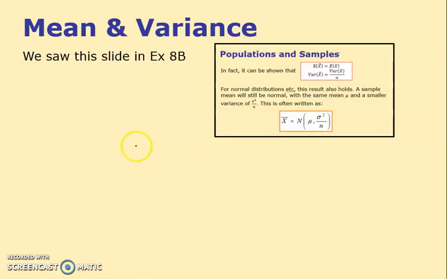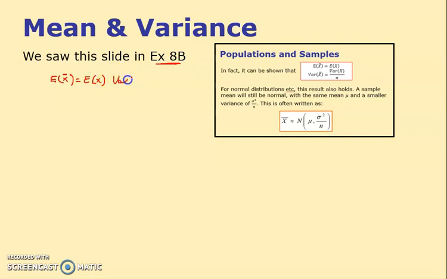So this was a slide we saw as well. If we're doing reminders, let's remind you of this. Now this says if we do a sample mean, you might remember this as a sample mean. The E of x bar is the same as E of x. This was in exercise 8B we saw this. If you don't remember it, perhaps go back and have a look at it.